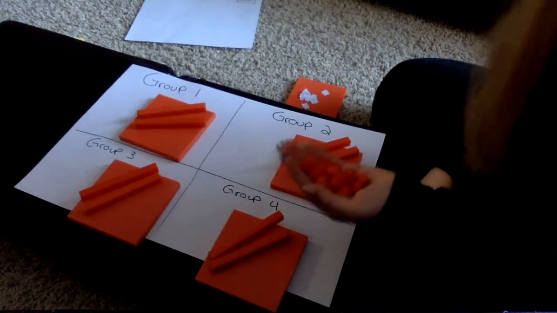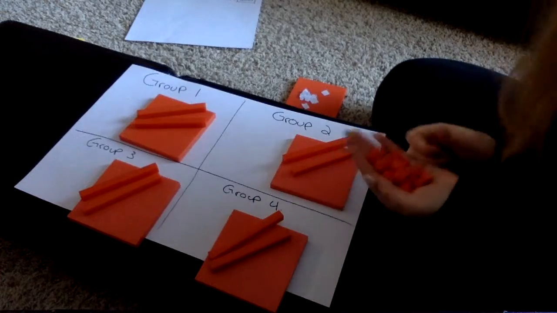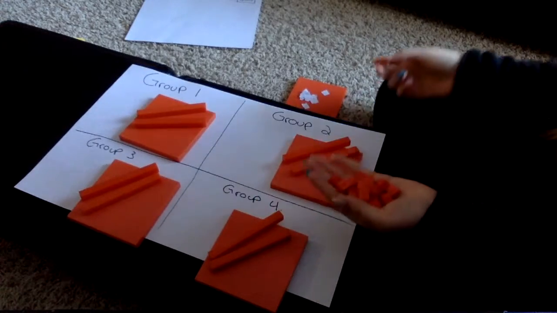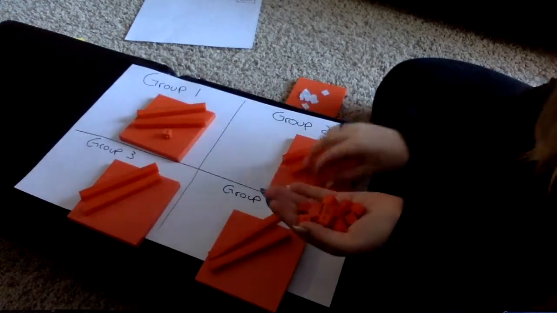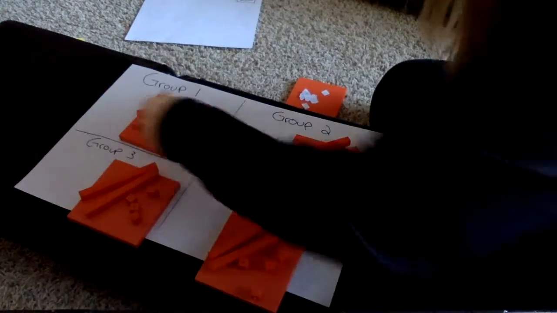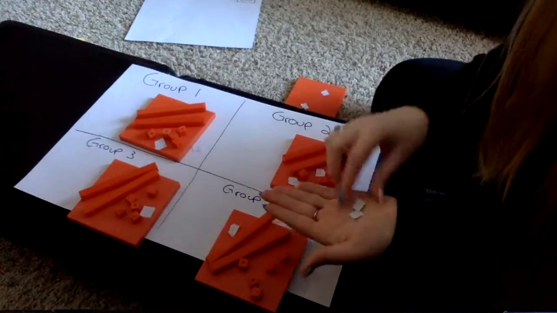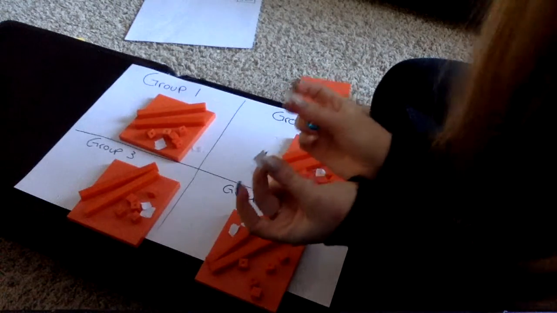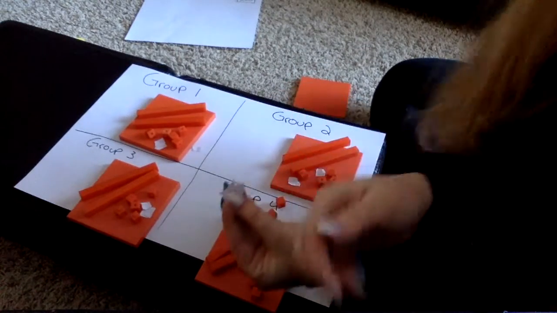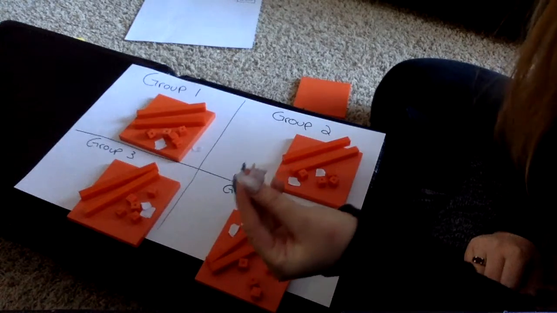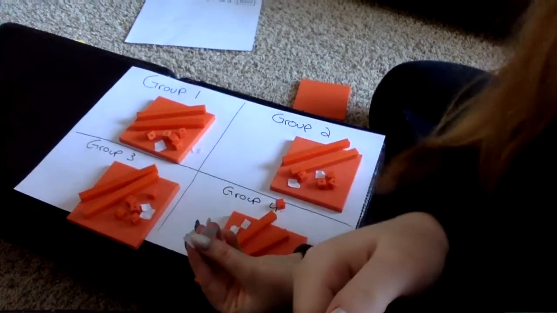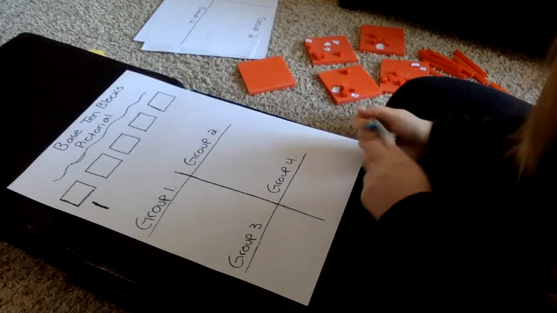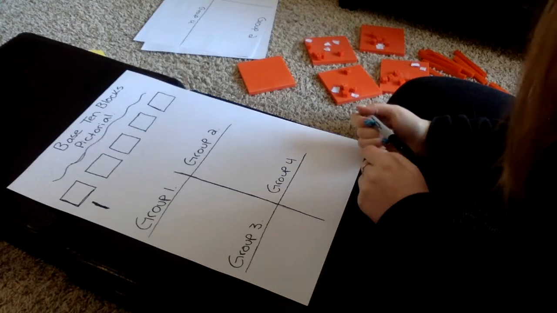I have my 31 blocks, and I'm going to divide them into the 4 groups. 1, 2, 3, 4, which leaves me with 2 1 blocks left over, and 2 of these 1 blocks cannot go into the 4 groups evenly. I'm going to be solving the question pictorially using base 10 blocks.